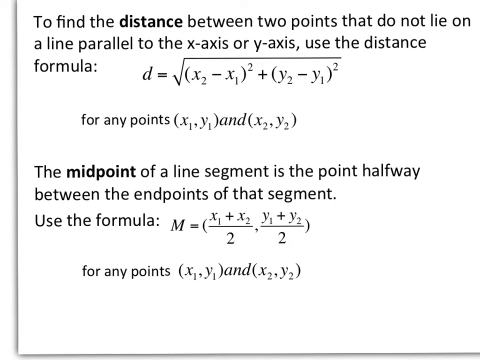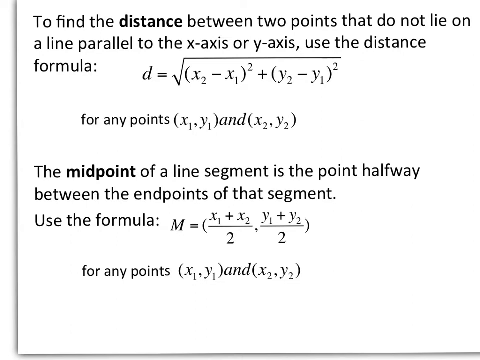To find the distance between 2 points that do not lie on a line parallel to the x-axis or y-axis, we can use the distance formula, which says that distance is equal to the square root of the difference of your x value squared plus difference of the y value squared for any points x1, comma y1 and x2, comma y2. So meaning for any two ordered pairs.